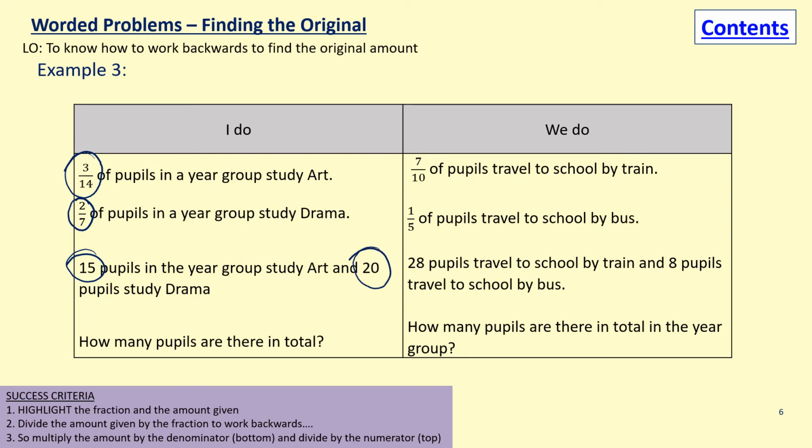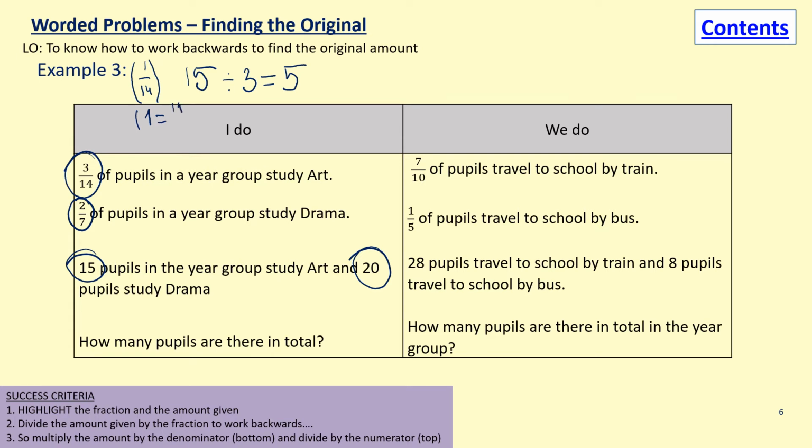Okay, so let's see. So if I've got 15, that is 3/14. So first I will work out 1/14. That's what I want to work out. So I divide it by 3. That equals 5. So now I want to know the whole thing, how many students are there in total.